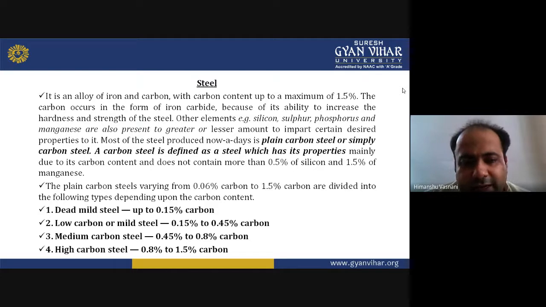Now the four categories are like dead mild steel, which has up to 0.15% carbon. Then low carbon or mild steel, that we are using in the workshop, has 0.15 to 0.45% carbon. Then you have medium carbon steel, which has 0.45 to 0.8% carbon, and then the high carbon steel, that is also used in the workshop, which has 0.8 to 1.5% carbon. You use this high carbon steel in the workshop in the form of tools maybe, and low carbon or medium carbon or mild steel is also used as workpiece in the workshop.